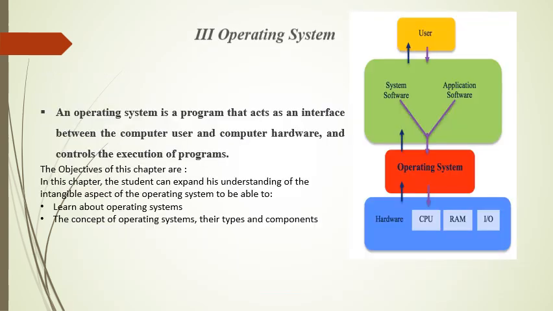The third chapter talks about software, which is called the operating system. An operating system is a program that acts as an interface between the computer user and computer hardware and controls the execution of programs. The main objective of this chapter: students can expand their understanding of the intangible aspects of the operating system, to learn the concept of the operating system, its types and components.